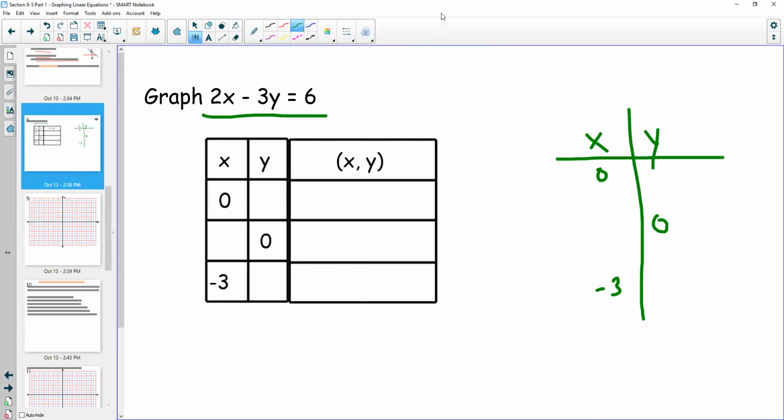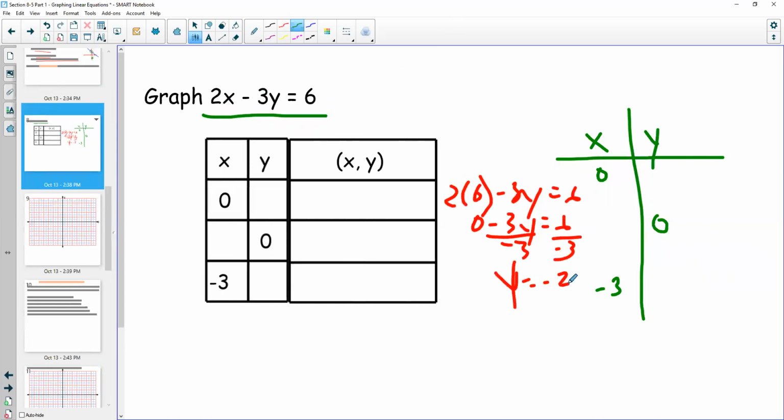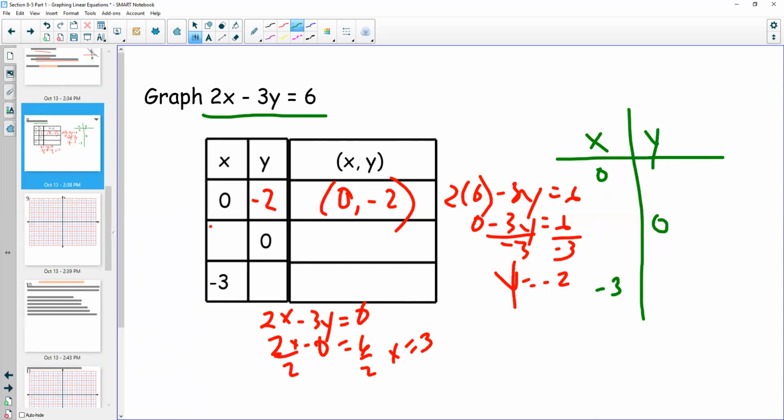So when I put in 0 for x, I get 2 times 0 minus 3y equals 6. That makes a 0 here, minus 3y equals 6. Divide by negative 3. Y equals negative 2. Okay, so negative 2 there. That means my point is 0, negative 2. If I put in 0 for y, I get 2x minus 3y equals 6. 2x minus 3 times 0 is just 0 equals 6, divided by 2. X is 3. So 3 in for x, and here's my coordinate, okay?